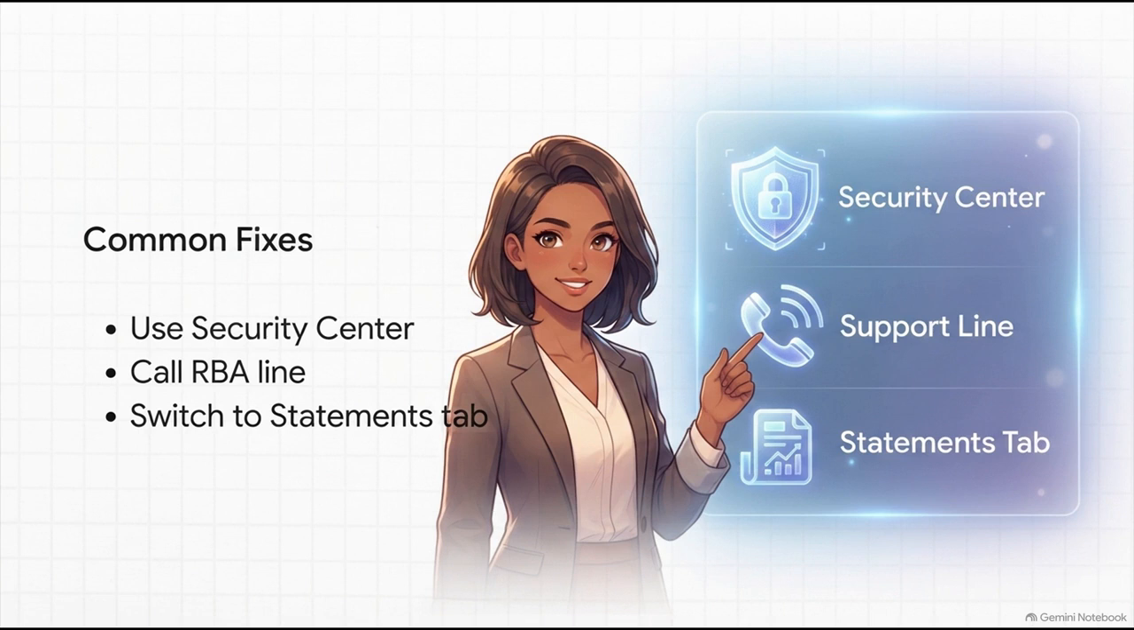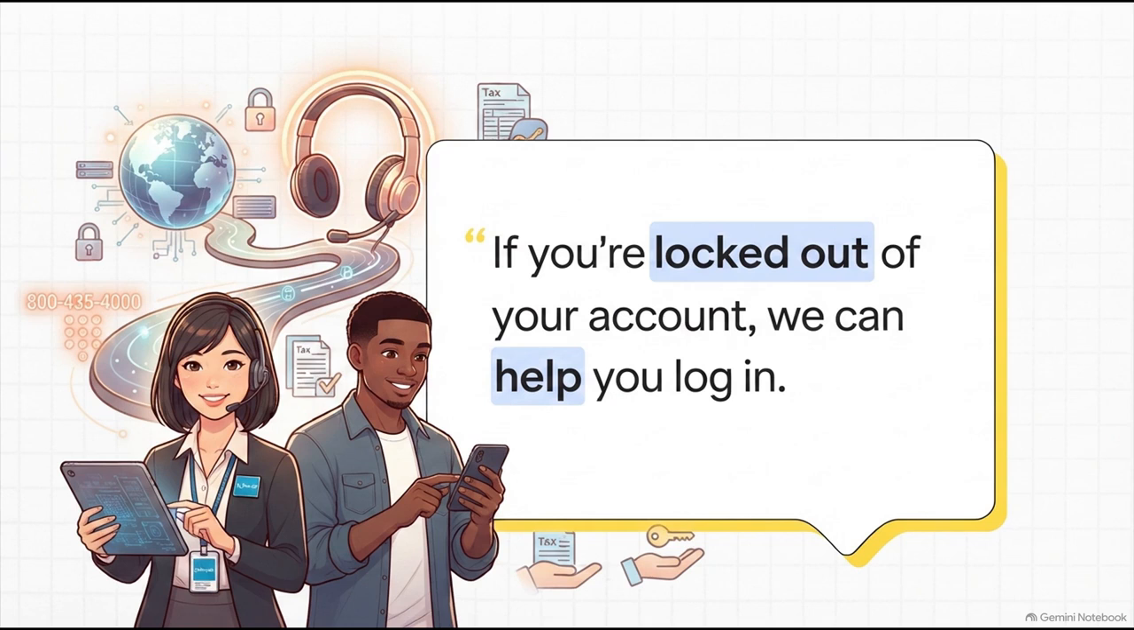And if you run into a 2-step authentication lockout, say you're traveling internationally, you can always call Schwab's risk-based authentication intervention line at 888-999-4512. The biggest takeaway here? You are never truly stuck.